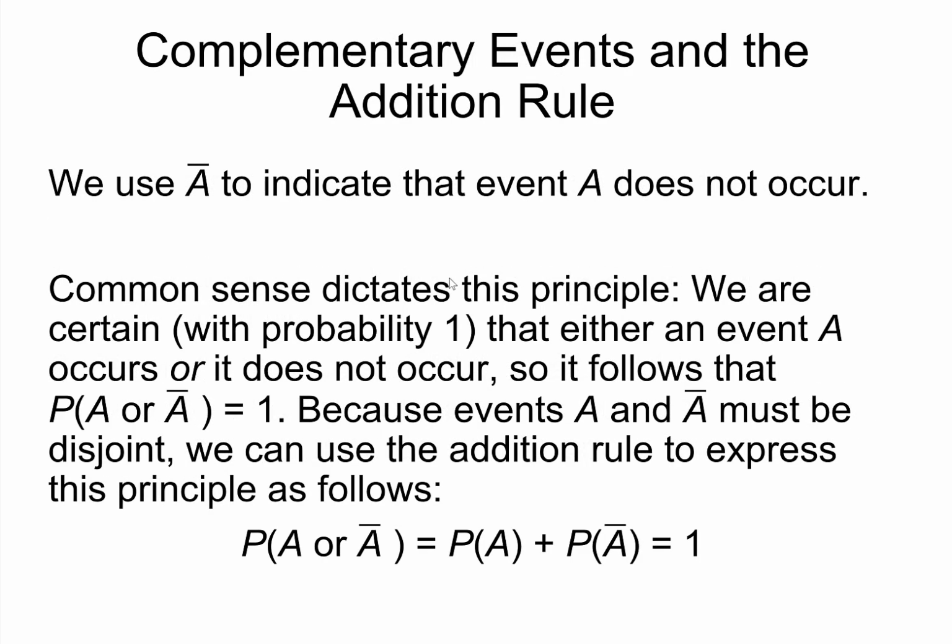Complementary events and the addition rule. We use A with a small horizontal bar over it to indicate the event A does not occur. That's called the complement of A. Common sense dictates this principle. We are certain, with probability of 1, that either event A will occur or it will not occur, so it follows that the probability of A or A complement must be equal to 1. Because events A and A complement are disjoint, we can use the addition rule to express the principle as follows. The probability of event A or A complement is equal to the probability of A plus the probability of A complement, and that's equal to 1.